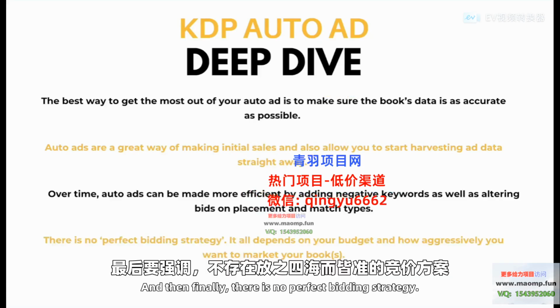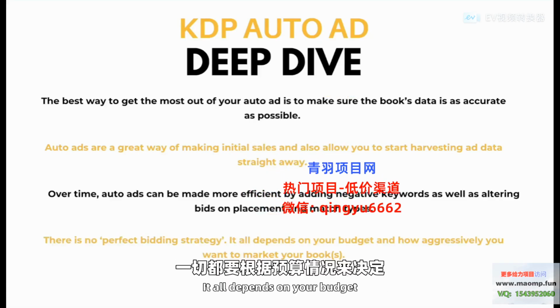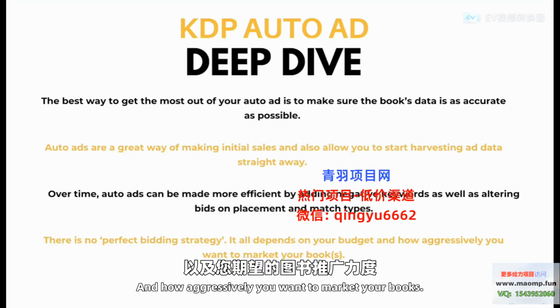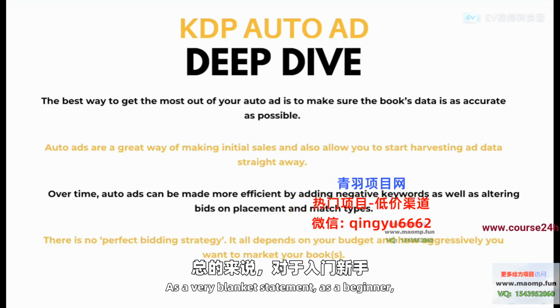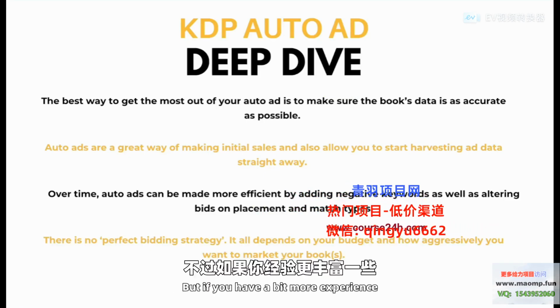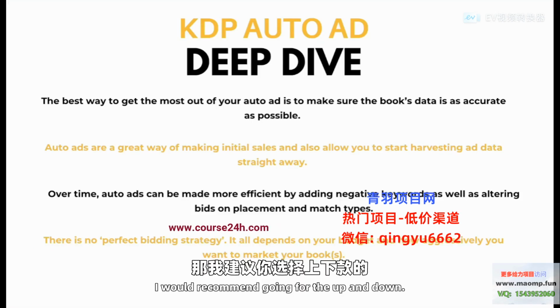And then finally, there is no perfect bidding strategy. Going back to what we've just seen, it all depends on your budget and how aggressively you want to market your books. As a very blanket statement, as a beginner, I would recommend going for down only. But if you have a bit more experience and a bit more budget, I would recommend going for the up and down.